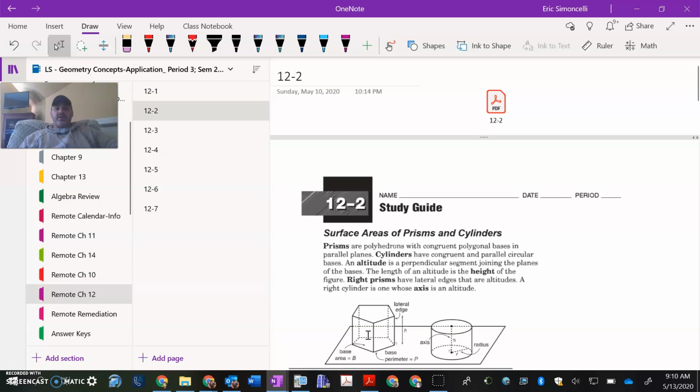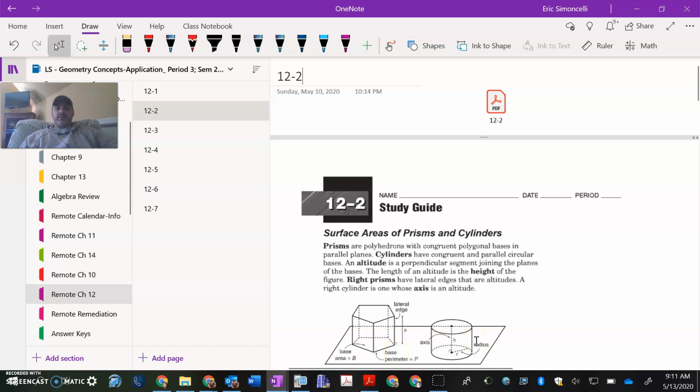Right prisms have lateral edges that are altitudes, and a right cylinder, I'll go back, is one whose axis is an altitude. Before I talk about the cylinder, notice here that this particular altitude, or H value, is in fact a 90-degree relationship being formed with the base. So there is a little right angle here that you need to take into account. These segments, we'll call them for now, although they are edges as well, are technically going to form 90 degrees with the base.